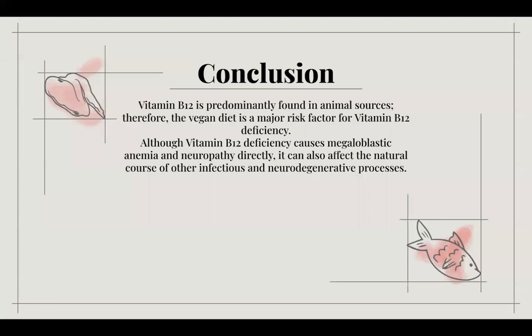In conclusion, vitamin B12 is predominantly found in animal sources. Therefore, the vegan diet is a major risk factor for vitamin B12 deficiency. Although vitamin B12 deficiency causes megaloblastic anemia and neuropathy directly, it can also affect the natural course of other infectious and neurodegenerative processes.